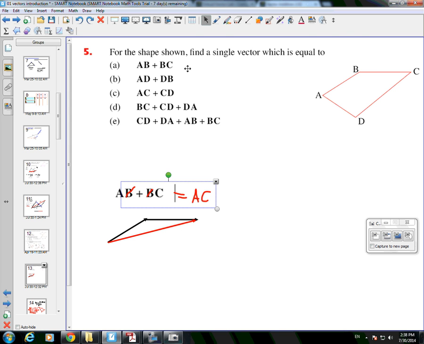And lastly, I just wanted to look at this one. This is CD plus DA. So we've got CD plus DA, and then we're going to add that to AB, and then add that to BC. And we end up exactly where we started. Notice C to D, D to A, A to B, B to C is C to C.